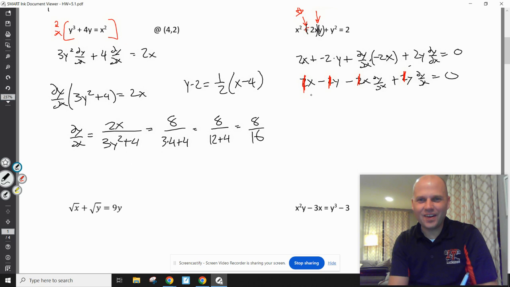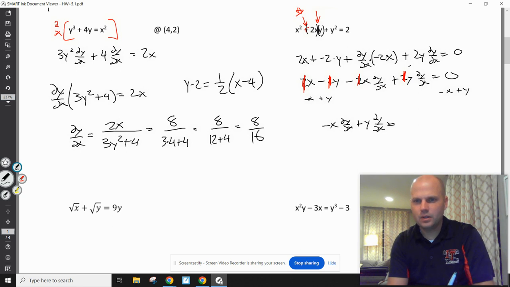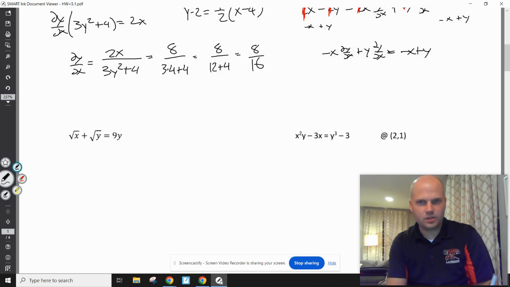Okay, so I'm going to subtract the x, add the y to both sides of the equation. I have negative x dy dx plus y dy dx equals negative x plus y. I'm going to factor out the dy dx and divide to solve.